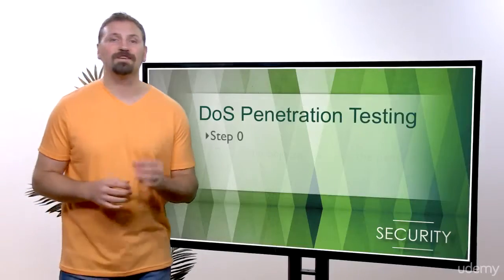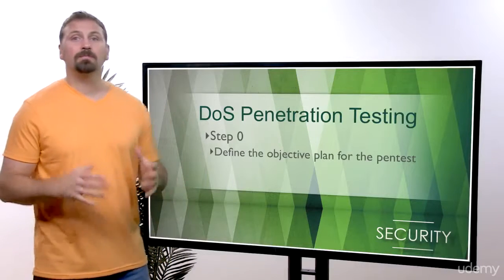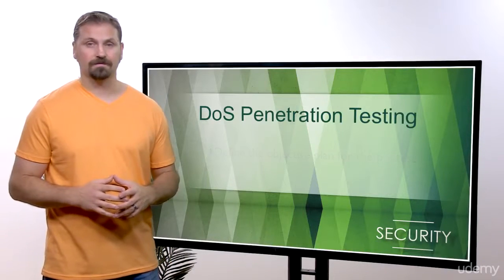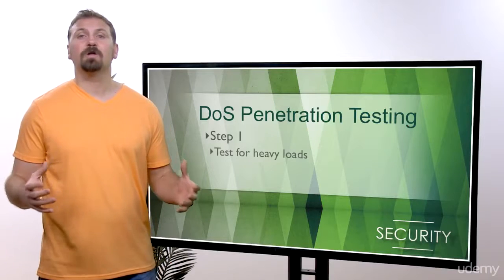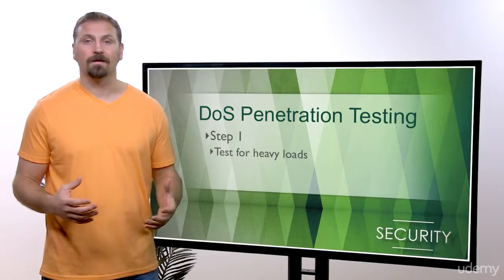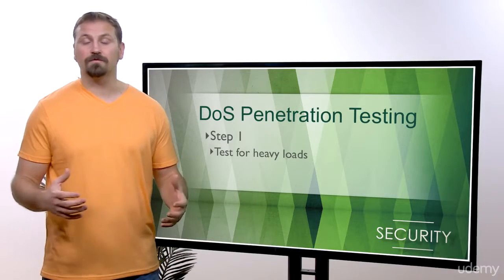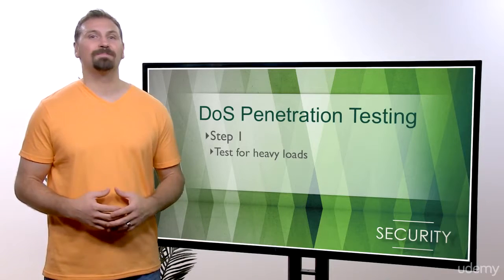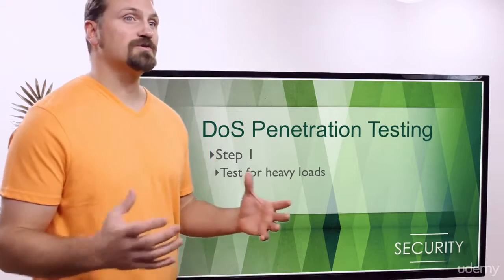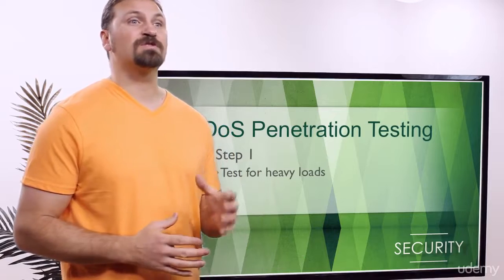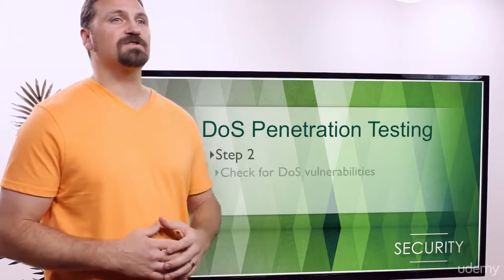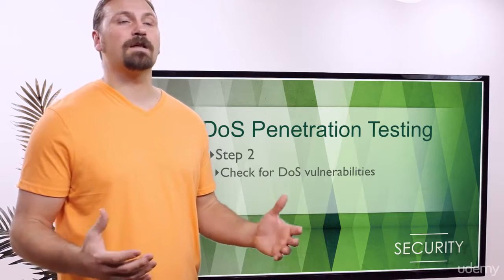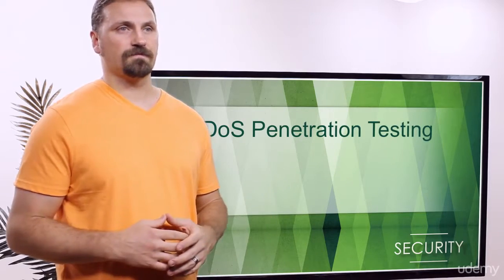Okay, the first step is to define the objective and plan for the pen test. Next, test for heavy loads, aka load testing, by putting an artificial load on the server or application to test the stability and performance. Now you can use Web Server Stress Tool, Web Stress Tester, or JMeter. Next, check for DDoS vulnerabilities by scanning the network. You can use tools such as Nmap, GFI LandGuard, or Nessus.